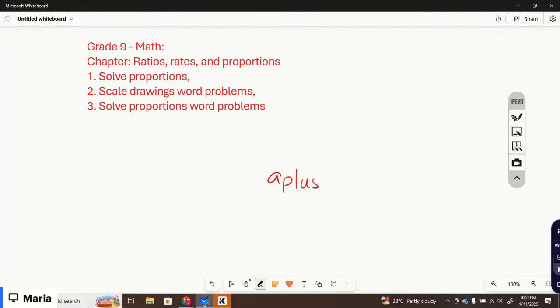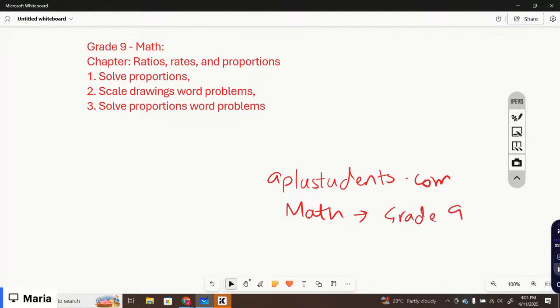You can find all the lessons on aplusstudents.com. You have to log in there using your email address and password as provided by the administrator. Then you have to select math from the subject tab. Scroll down to grade 9 math and then click on view all lessons. There you can find a list of the chapters. We're going to start with the chapter ratios, rates, and proportions.